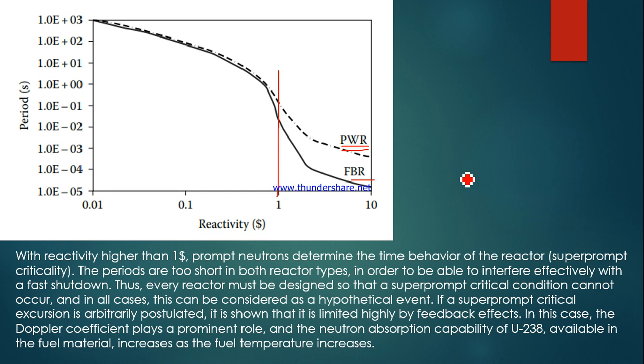that feedback effect. So for that the Doppler coefficient will play a prominent role. In my previous lecture on reactivity estimation, I have told what the feedbacks are, the 5 feedback methods and all. You can see that. And the neutron absorption capability of uranium-238 also will take place. It will play a major role.